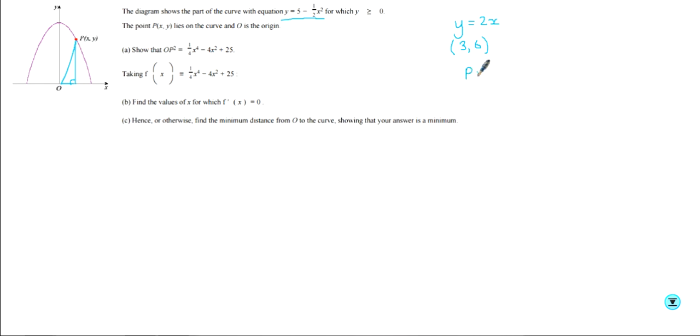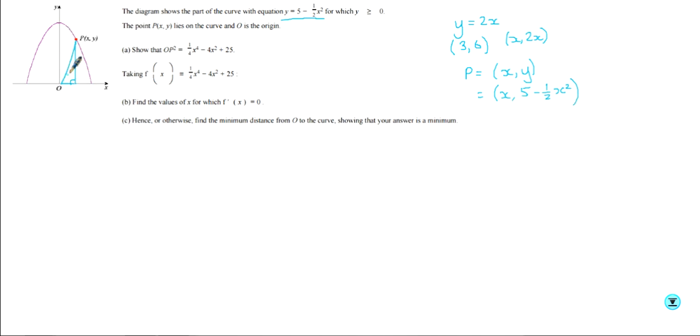So we can say that P is obviously (x, y). We're told that in the question. But we don't know what x is. But we do know how to find y, because it tells us here. The y coordinate is 5 take away half of the x coordinate squared. So instead of writing y, we can just swap it for that. So here I could have written, like if this is x, this one is just 2x. So here I can write y equals 5 minus half x squared.